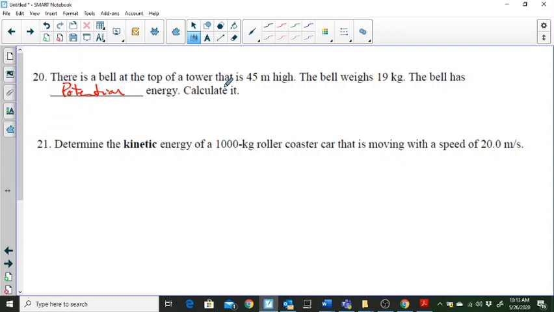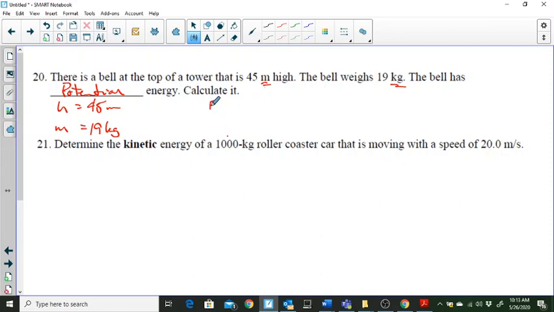Calculate it. Well, let's find out our values. We have 45. 45 what? Meters. What do we measure in meters? Height. 19. 19 what? 19 kilograms. See, it's really important to have the units there, because if you don't have the units, then it's just a number. You don't know what it refers to, and that's going to be our mass.